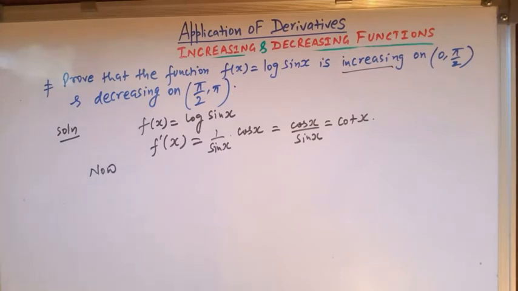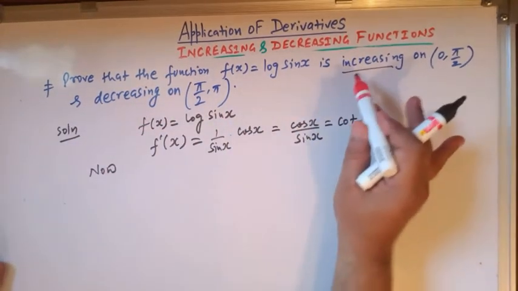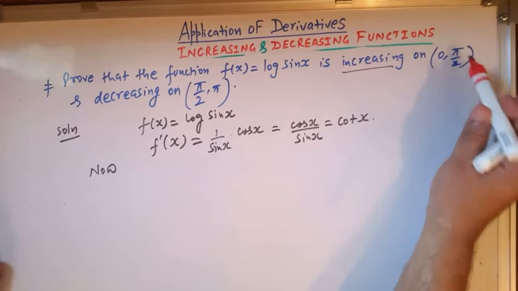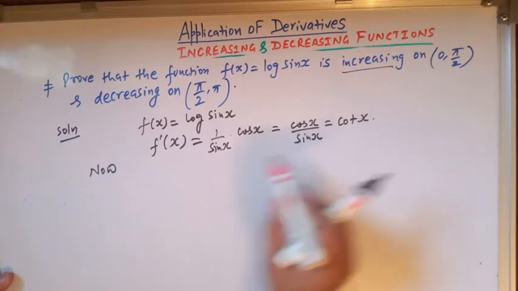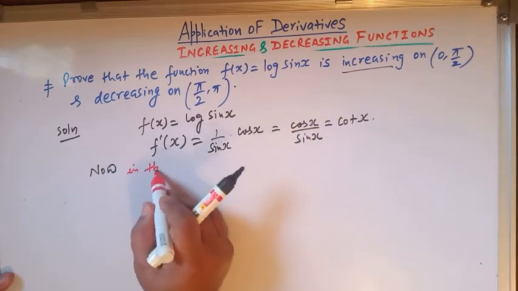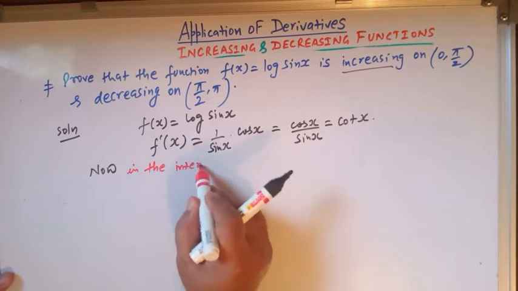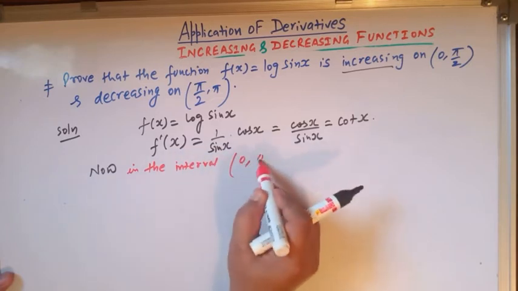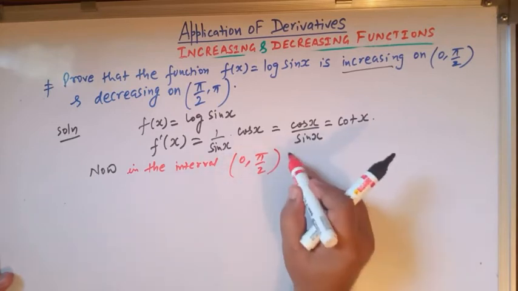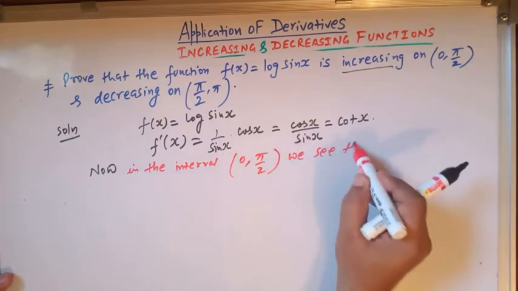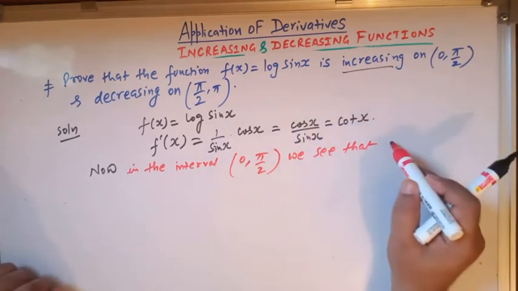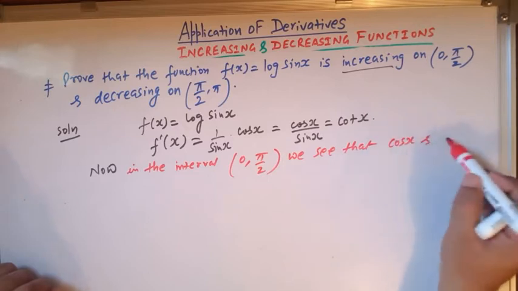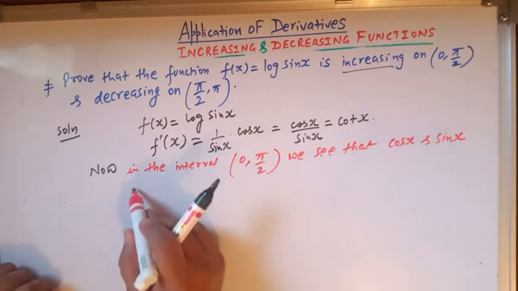Now this function f(x), we have to prove that it is increasing on 0 to pi by 2. Clear? Now in the interval 0 to pi by 2, we see that cos x and sin x both are positive.